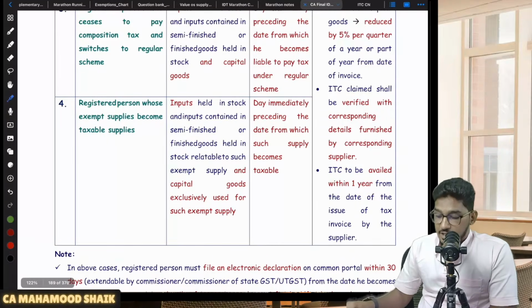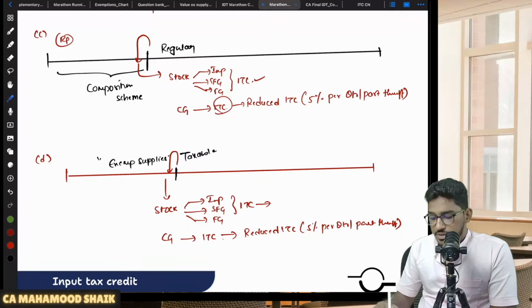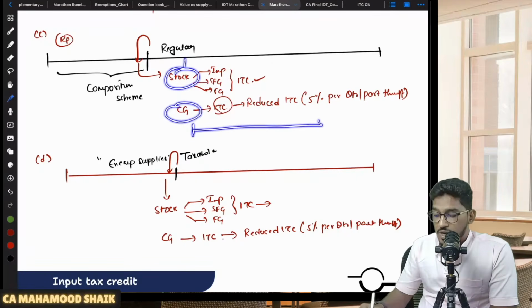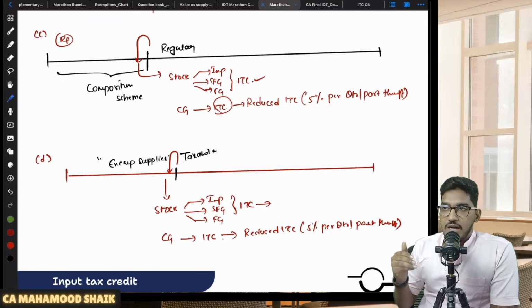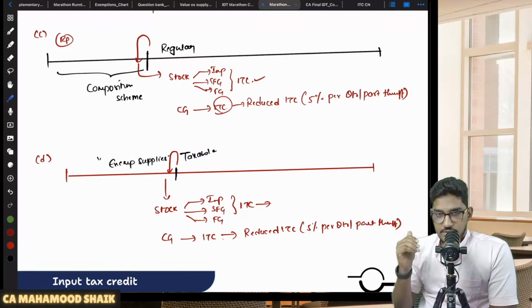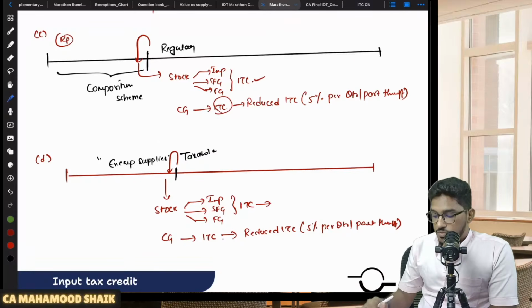So that means for the inputs and capital goods on which you are taking ITC, there will be invoices. From the date of invoice of that stock or capital goods, 1 year should not have passed. If they are within 1 year, then only you can claim the ITC. If 1 year has passed from the date of invoice, you can't claim the ITC. So this 1 year condition will be applicable in all the 4 cases. Understood? Now, one more thing here.